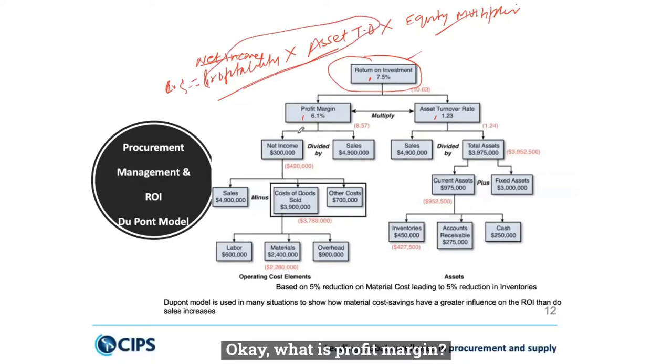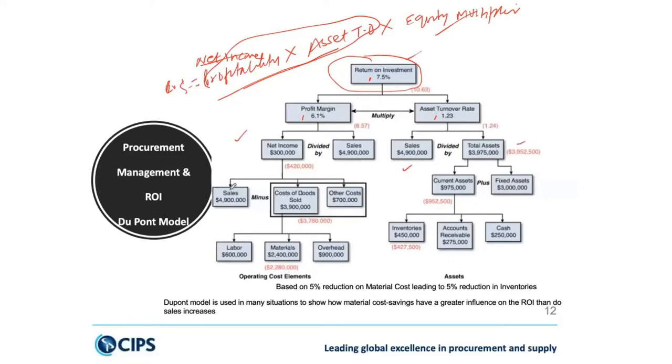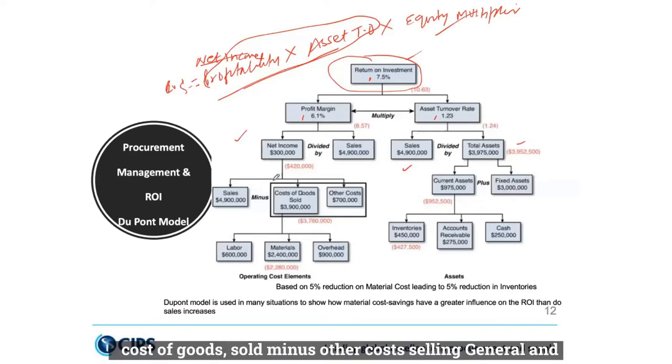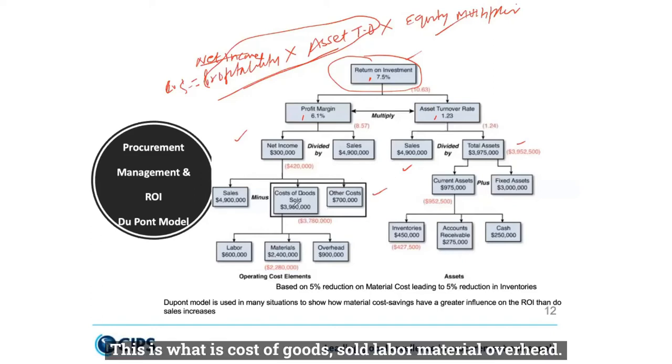Okay. What is profit margin? Net income divided by sales. That is profit margin. What is asset turnover? Sales divided by total assets. Okay. What is net income? Sales minus cost of goods sold minus other costs, selling, general and administration expenses. What is cost of goods sold? Labor, material, overhead. So I'm kind of breaking down this tree.